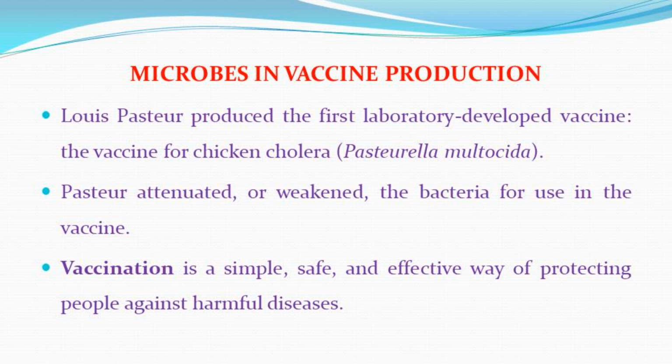Louis Pasteur, a French microbiologist and chemist renowned for his discoveries of the principles of vaccination, produced the first laboratory-developed vaccine, that is, the vaccine for chicken cholera. Pasteur attenuated or weakened the bacteria for use in the vaccine, as vaccination is a simple, safe, and effective way of protecting people against harmful diseases.